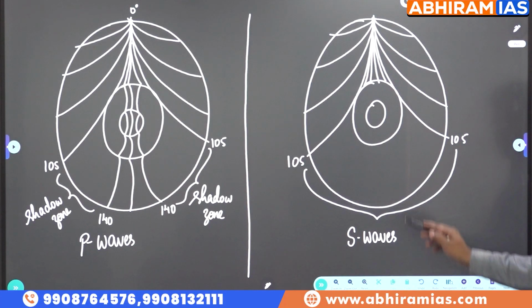Okay. S wave shadow zone is more compared to P waves. What is the reason? S waves do not travel through liquids. Okay. Just two lines below this.